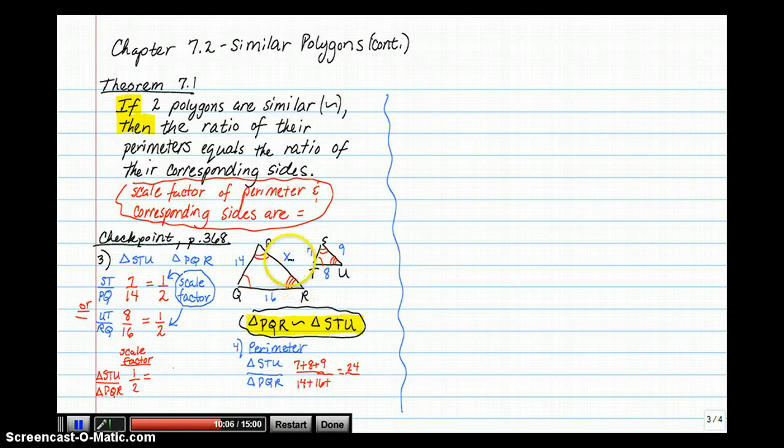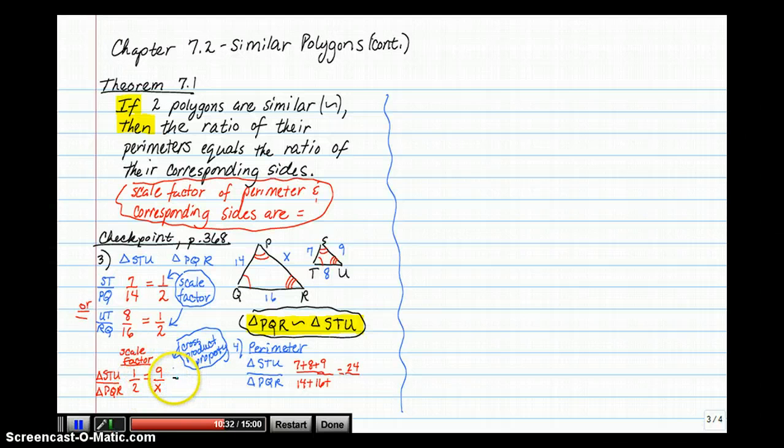That's X. PR is on the big triangle, so the X is going to go down at the bottom, across from the triangle PQR. And we know that its corresponding side on the little triangle is SU, and its value is 9. We're going to use the cross product property, which means that you multiply the means and the extremes, the things that are across from one another.